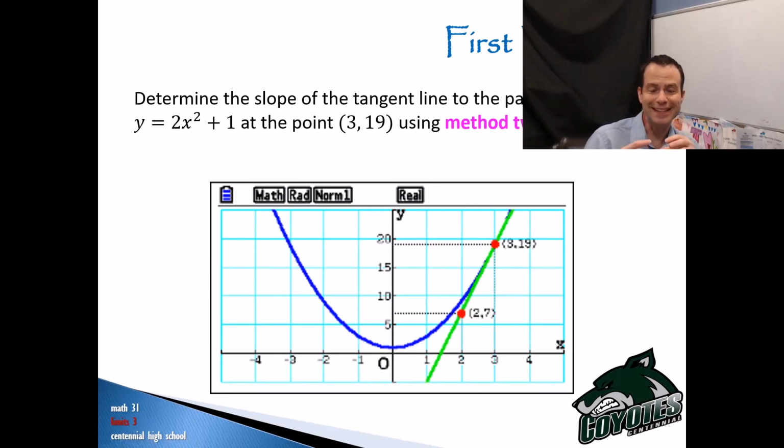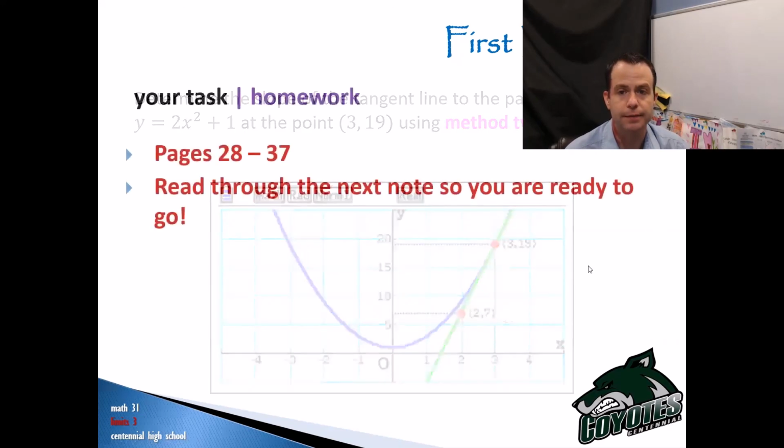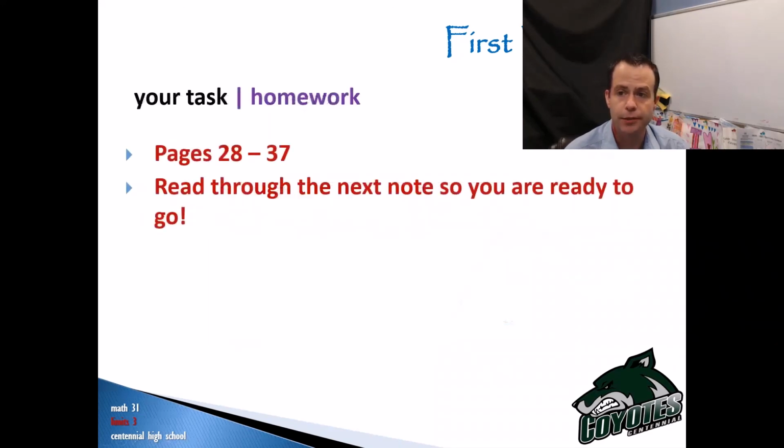So this is now how we can calculate the slope of tangent lines using our knowledge of limits that we've done in the last couple of days. So your job is written here. Take your time, make sure you're meticulous with your work, and make sure you're asking lots of questions. You got this. We'll see you for the next one.